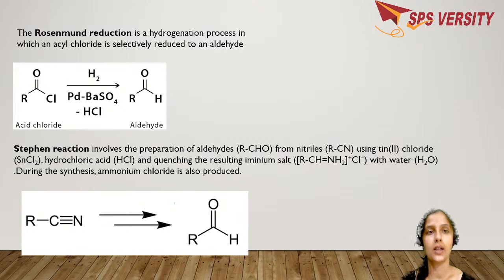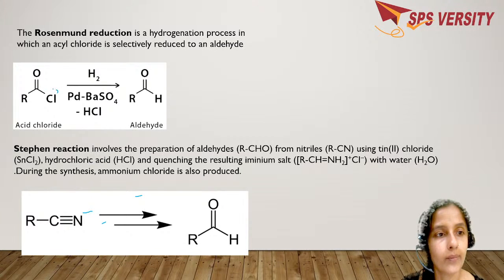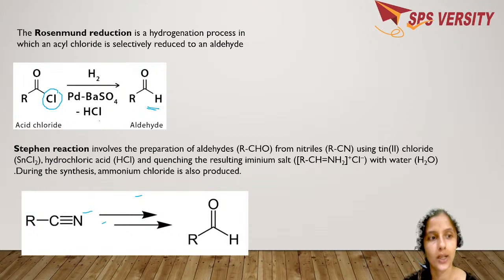In case of Rosenmund reduction, you do the hydrogenation, you add hydrogen, you reduce the compound, where you take the acid chloride, and this is treated with palladium over barium sulfate catalyst. And what happens, you add H over here. So one HCl will be gone, you get aldehyde.